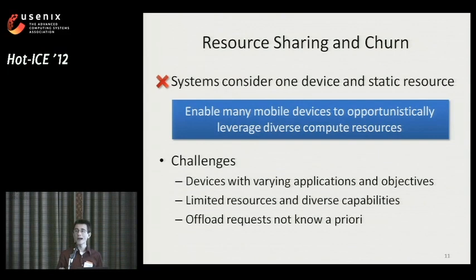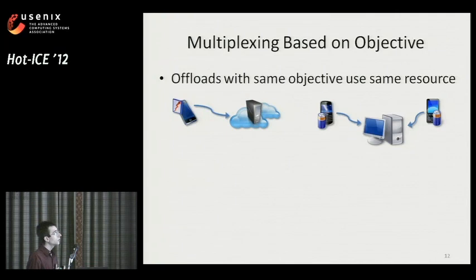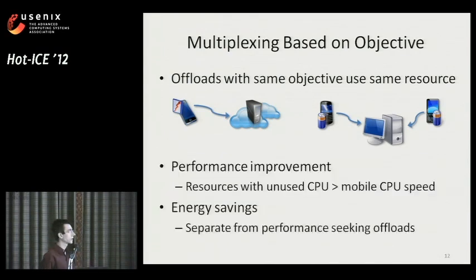And lastly, we don't know ahead of time when a mobile device is going to want to offload. And so we need to make our resource assignment decisions only based on our current knowledge of which applications are offloading. So the way that we address this in ECOS is that we want to multiplex applications onto compute resources based on the objective that the user has set forth.